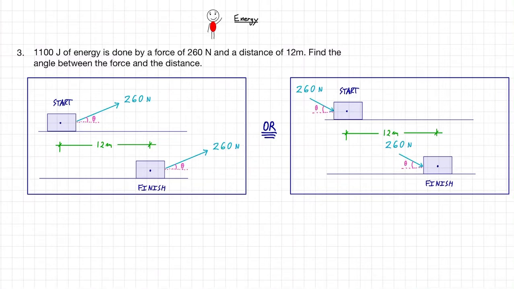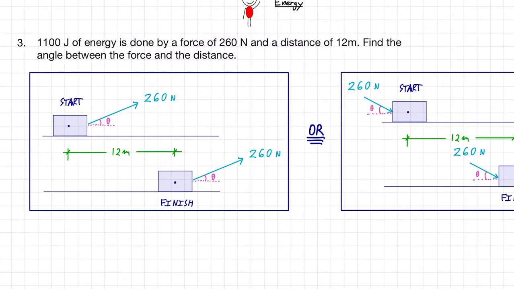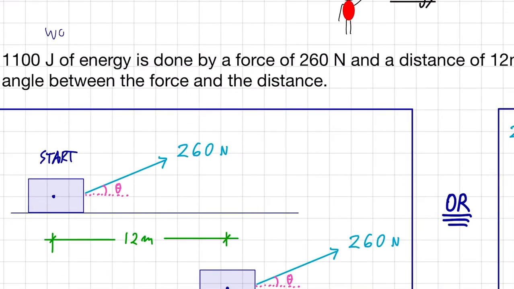Okay, let's do this example here. 1,100 joules of energy is done by a force of 260 newtons and a distance of 12 meters. Find the angle between the force and the distance. So in this question, we've got a certain amount of energy, but the energy is done at a force and a distance. So that tells us that that's going to be work. So this is actually work.